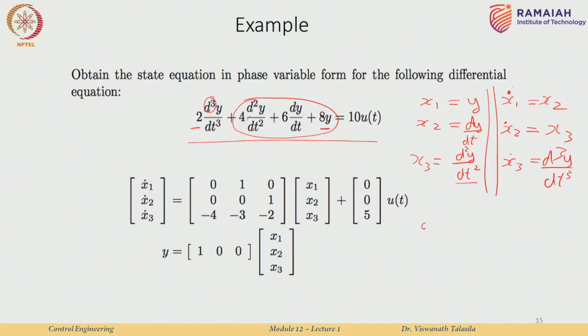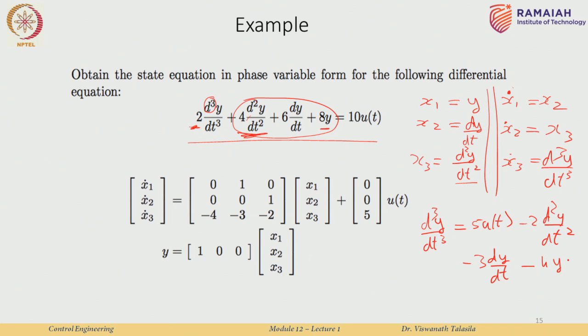And so, let us actually do that. We get d cube y by dt cube; remember I am dividing all the terms with the factor of 2. So it is 10 divided by 2, that is 5 u of t. This term is minus 4 divided by 2 d square y by dt square. So minus 2 d square y by dt square, and then the 6 dy by dt becomes minus 3 dy by dt, and finally 8y becomes 4y.